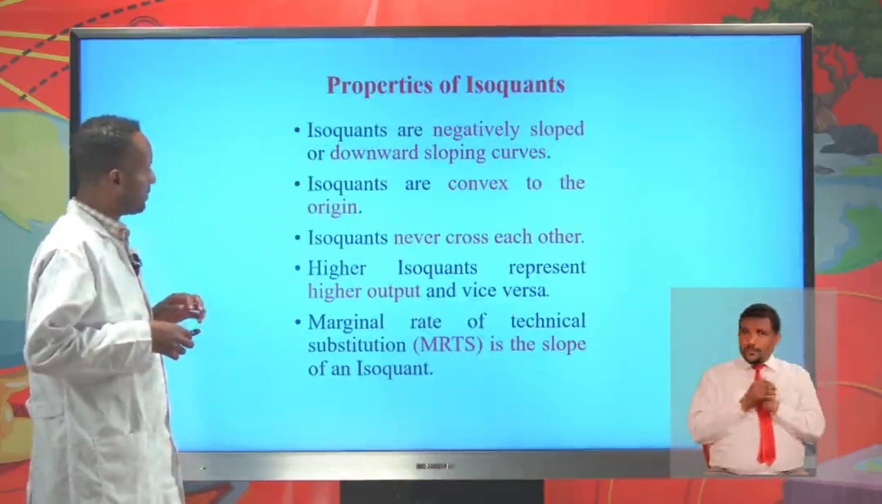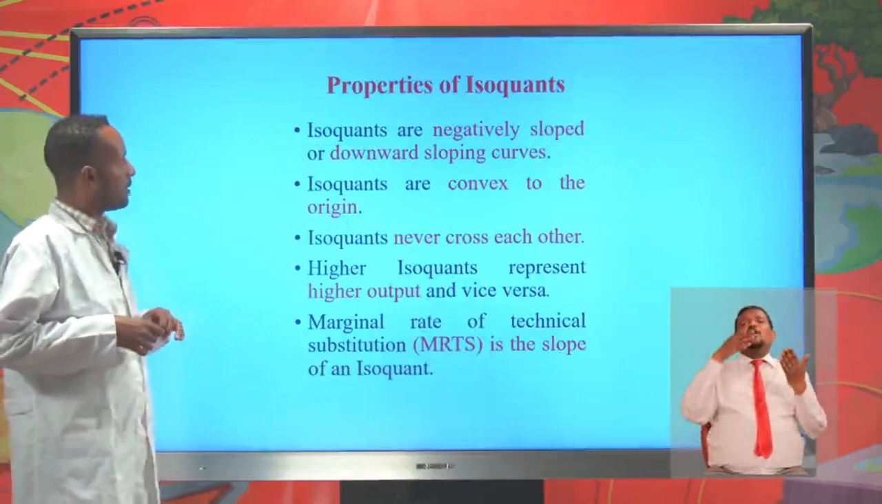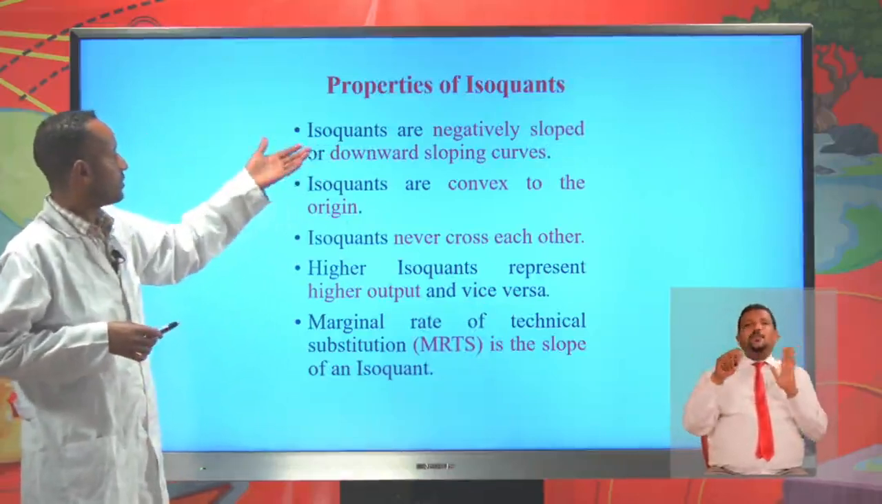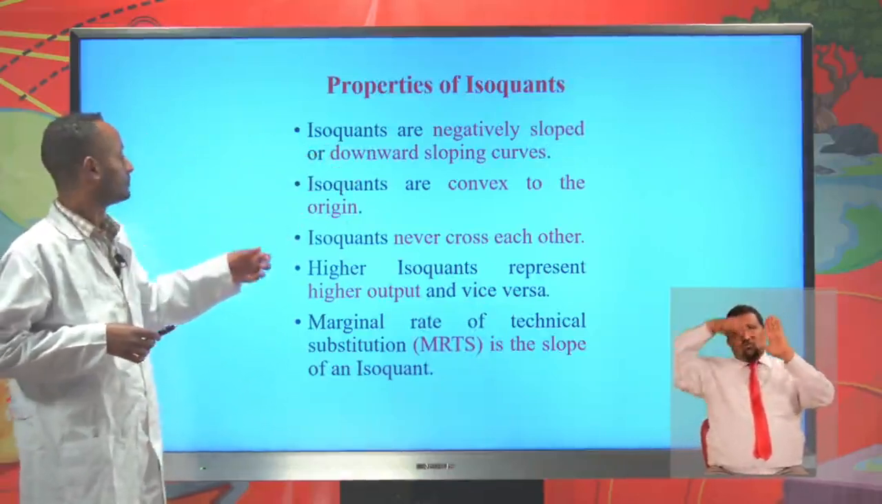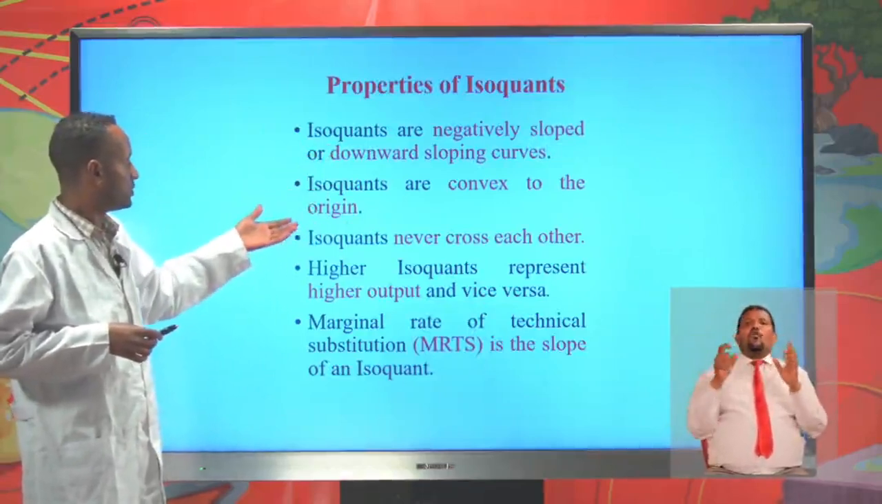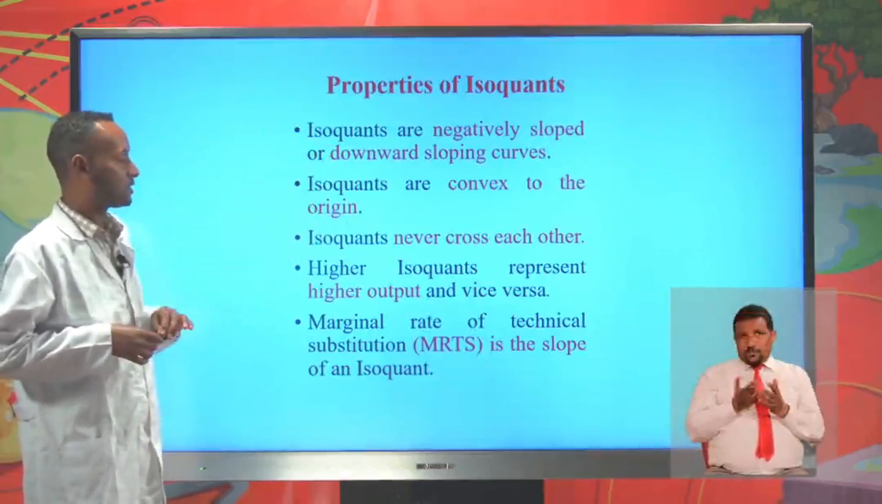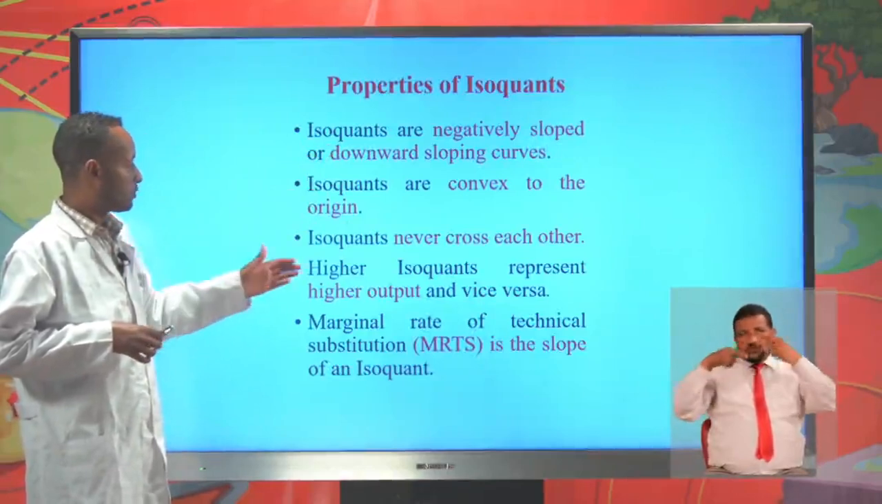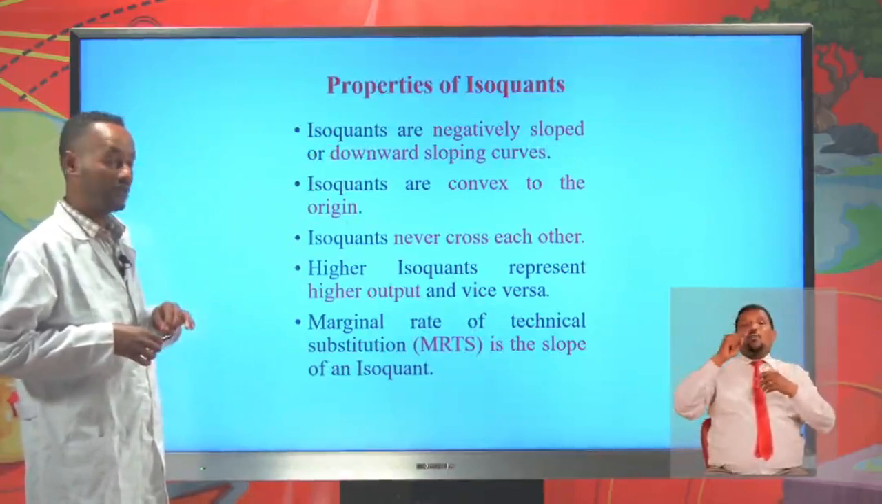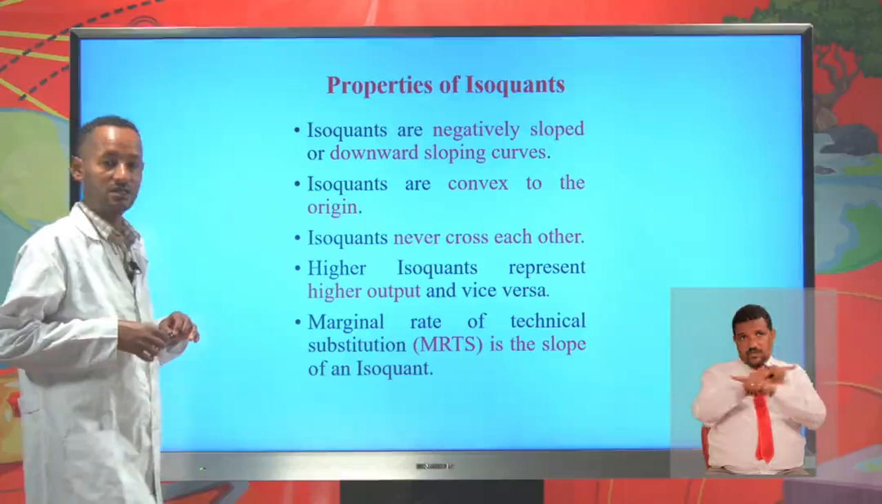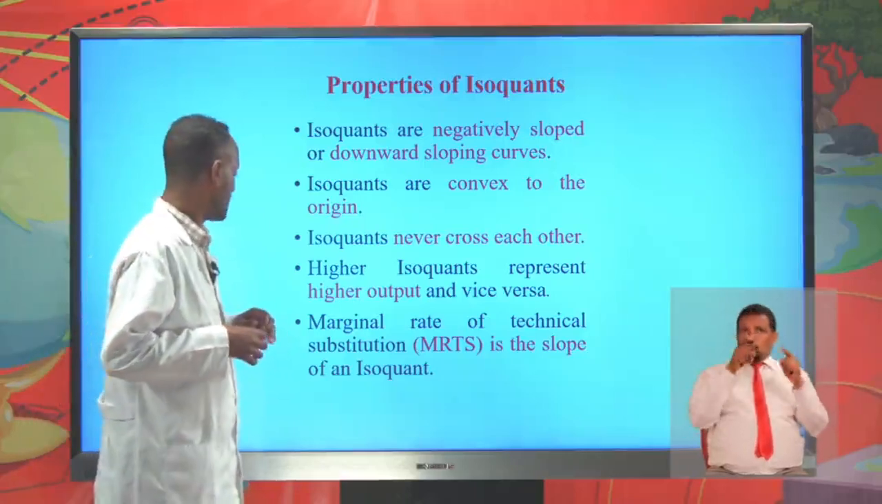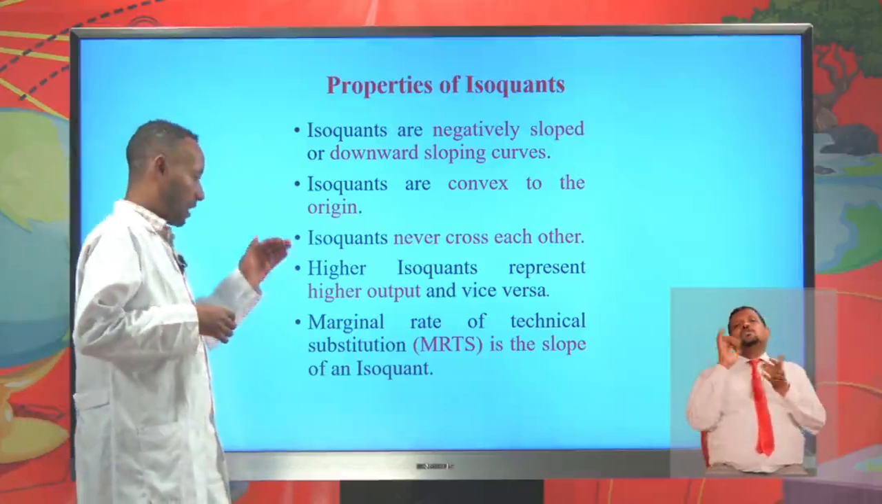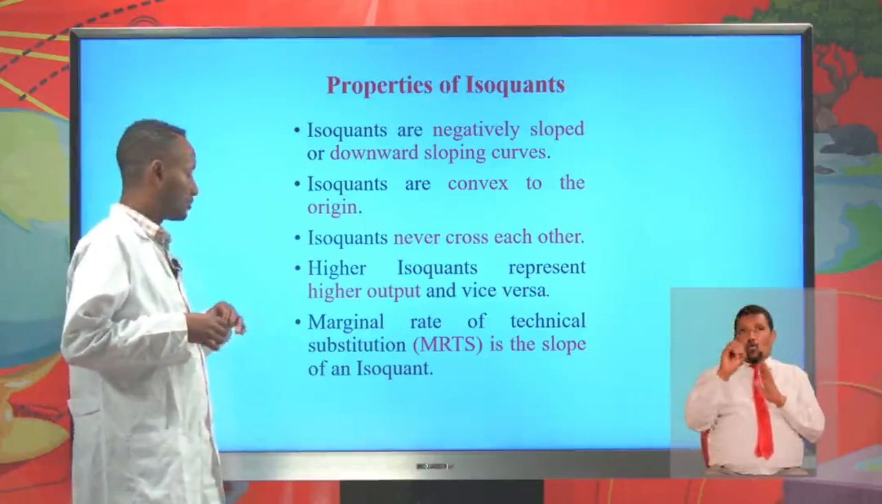Okay, this is about the properties of isoquants. Isoquants are negatively sloped or downward sloping curves. Isoquants are convex to the origin. Isoquants never cross each other, and higher isoquants represent a higher level of output and vice versa. Vice versa means the opposite holds true. That means lower isoquants represent lower outputs.